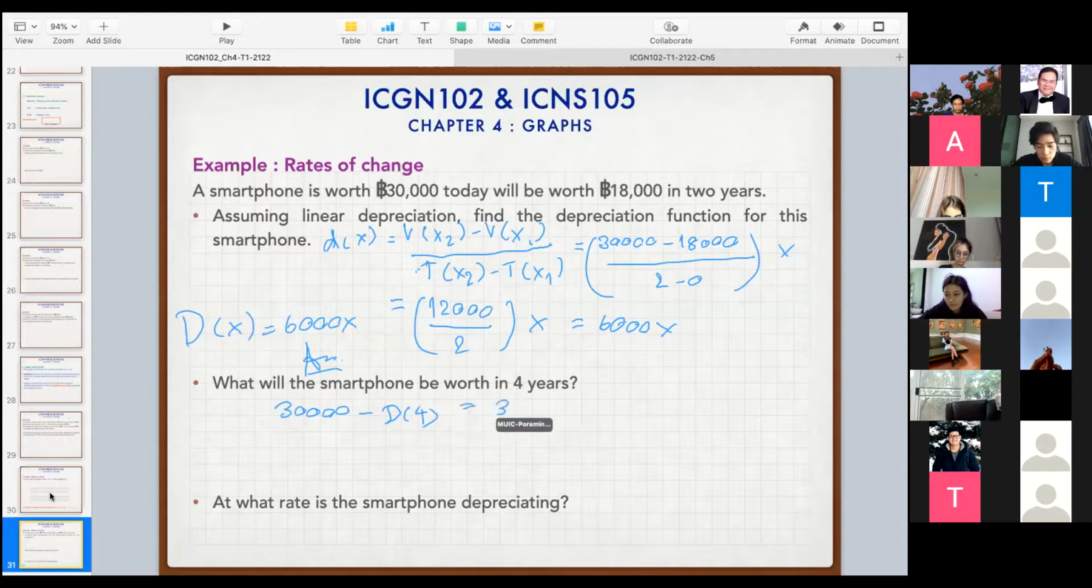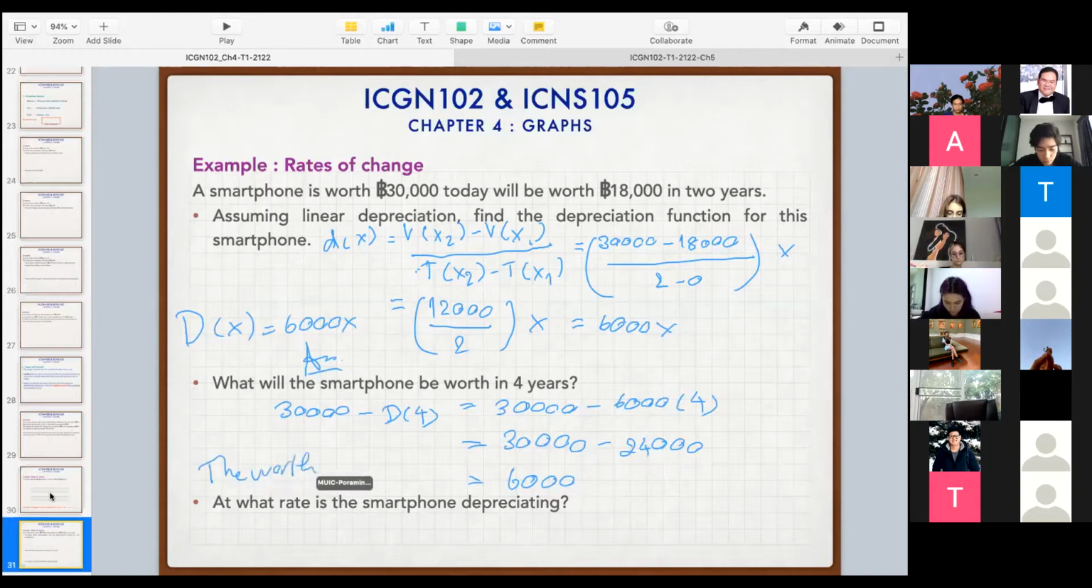The worth of the smartphone in the next 4 years is 30,000 subtracted by 6,000 times 4, which equals 30,000 subtracted by 24,000, which equals 6,000 baht left. Not in the next, in 4 years, sorry.